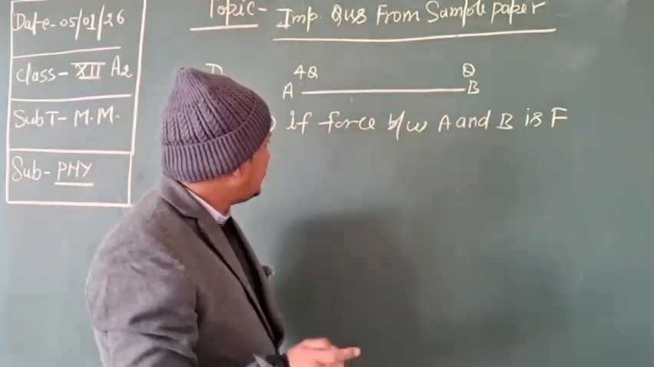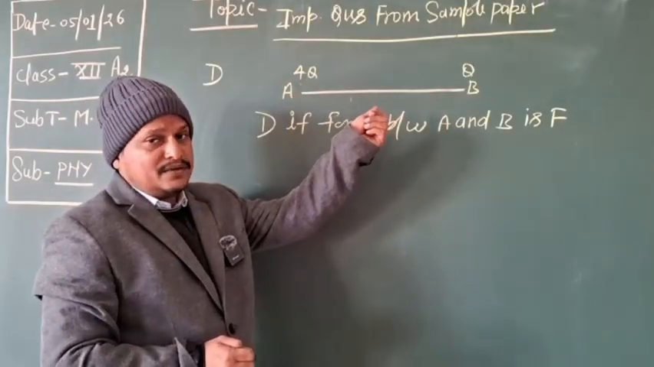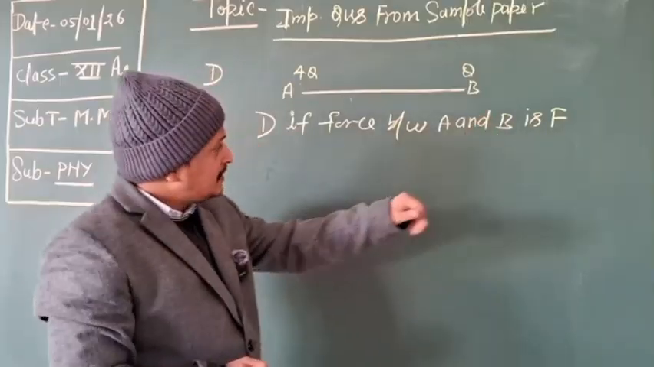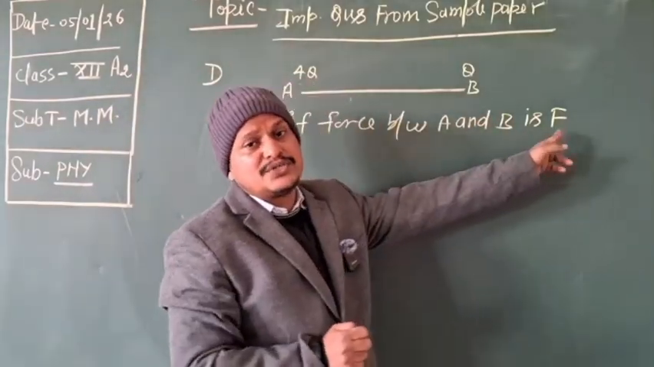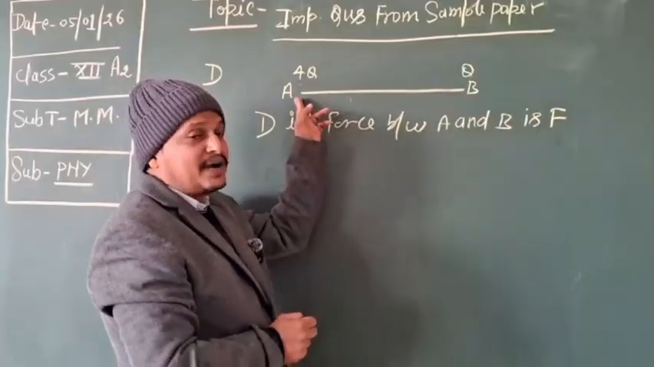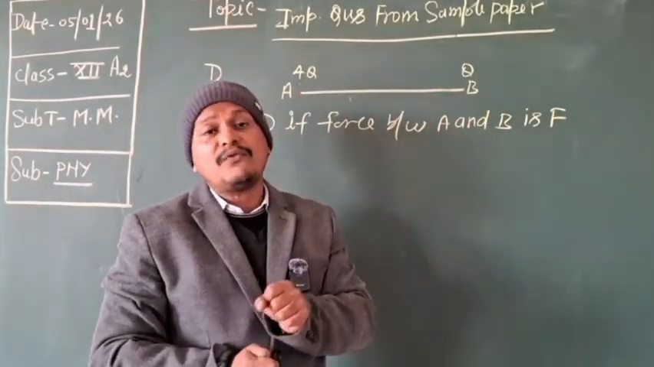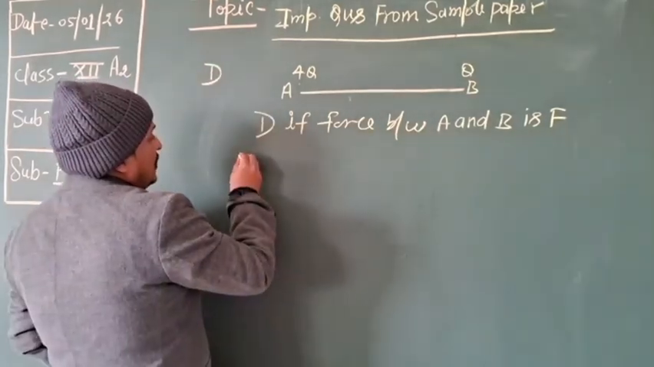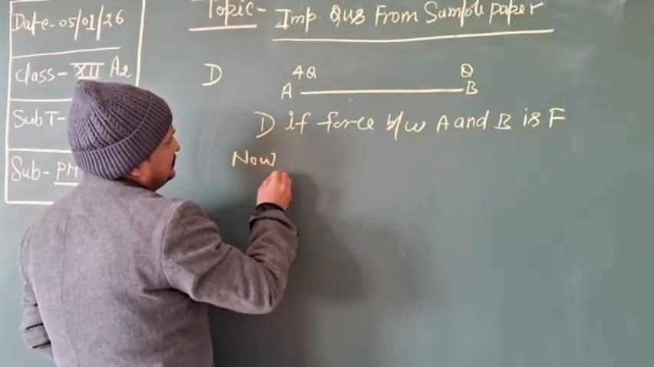In the initial condition, at points A and B, two charges are placed, 4Q and Q. In this condition the force is F, and according to the question, if 75% of the charge is transferred from A to B, what is the force between A and B? Now I am trying to solve this question.